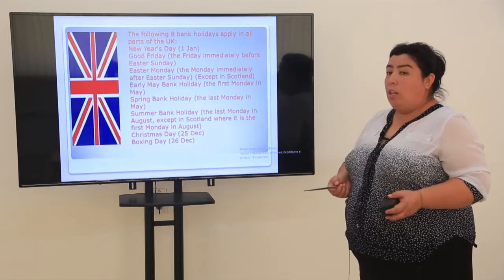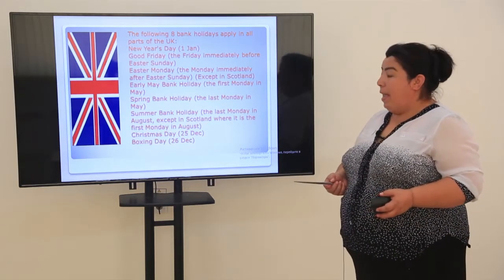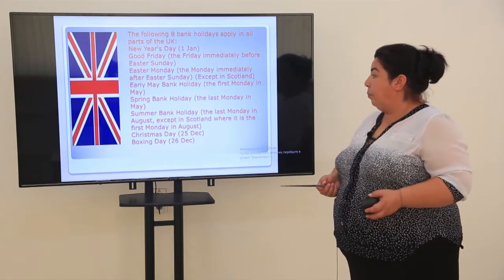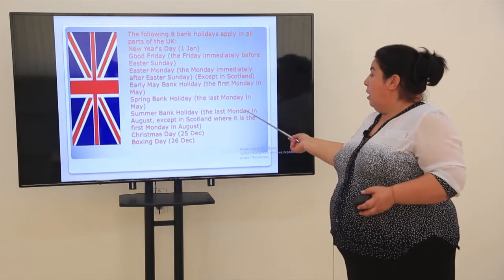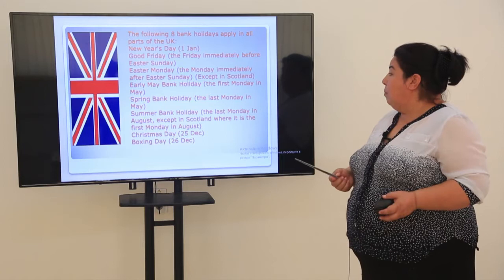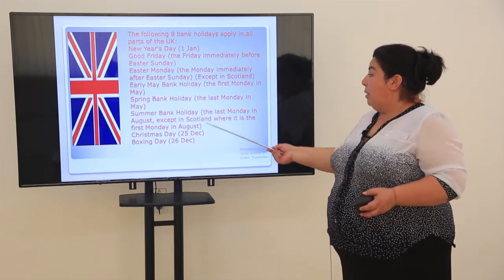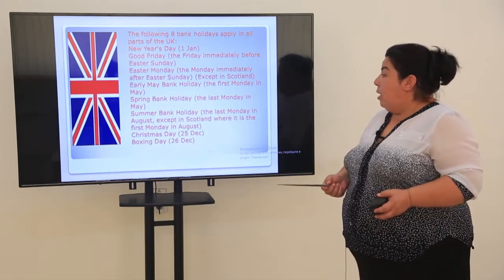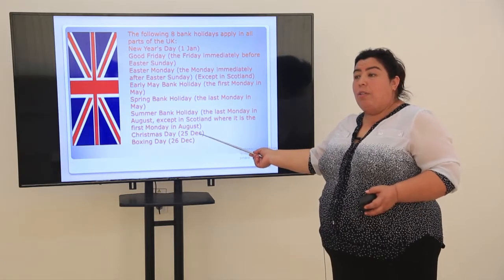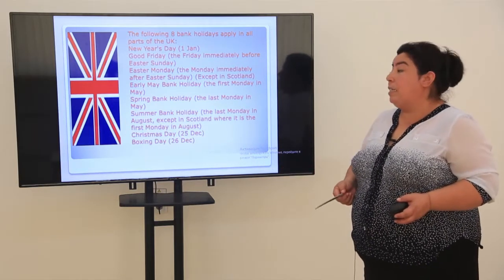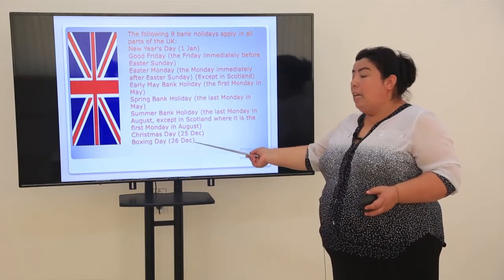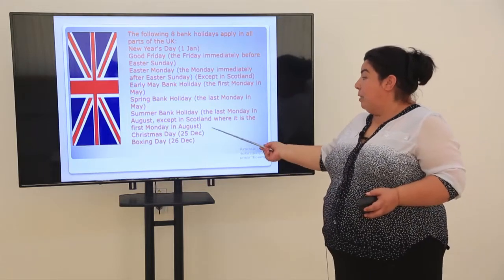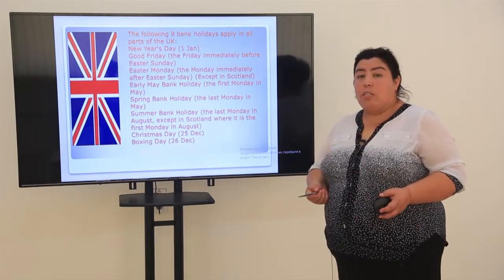Early May bank holiday, the first Monday in May. Spring bank holiday, the last Monday in May. Summer bank holiday, it is the last Monday in August, except in Scotland, where it is the first Monday in August. Christmas Day, it is celebrated on the 25th of December. Boxing Day, it is on the 26th of December. So after Christmas Day, they celebrate Boxing Day.